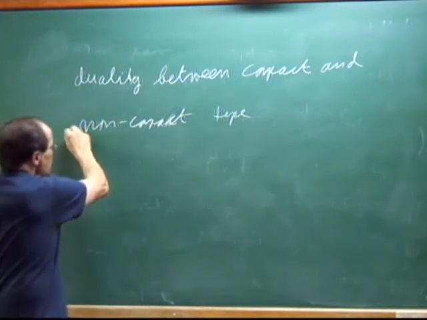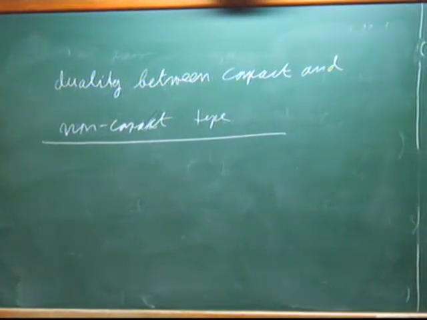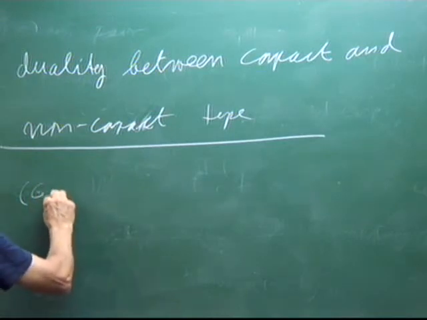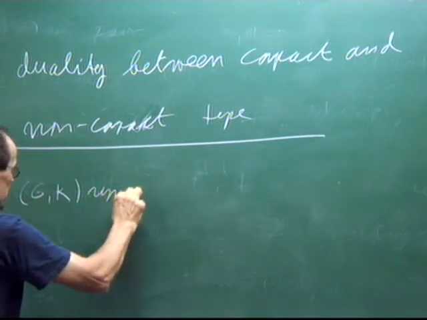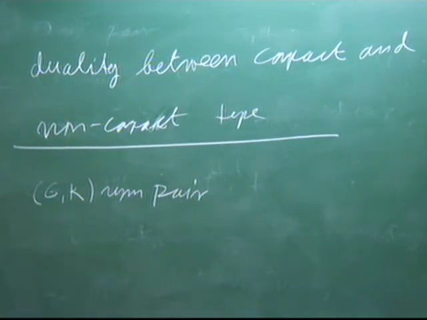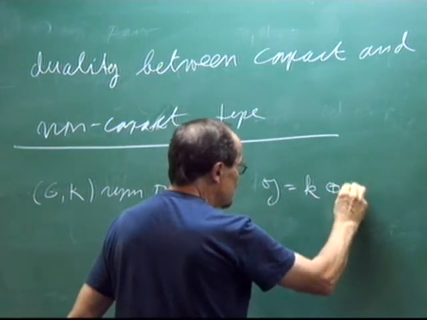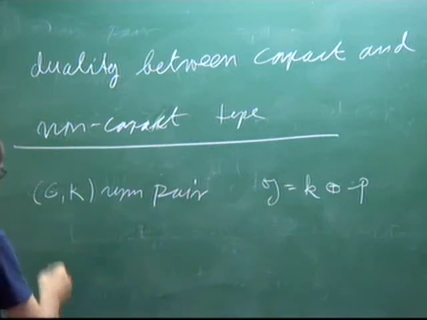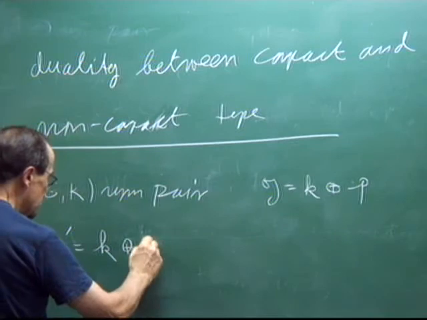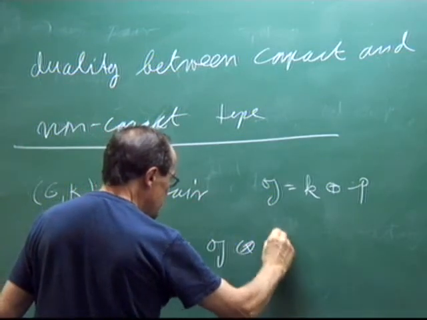By the way, these theorems I didn't put into the notes yet, these polynomial theorems. So this goes as follows. Let's say I have G, K, a symmetric pair. No assumption here of type or anything. So then I have my Cartan decomposition. And now I define G prime as K direct sum iP inside the complexification of G.